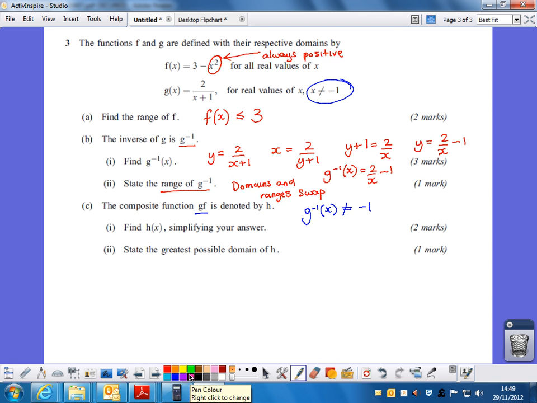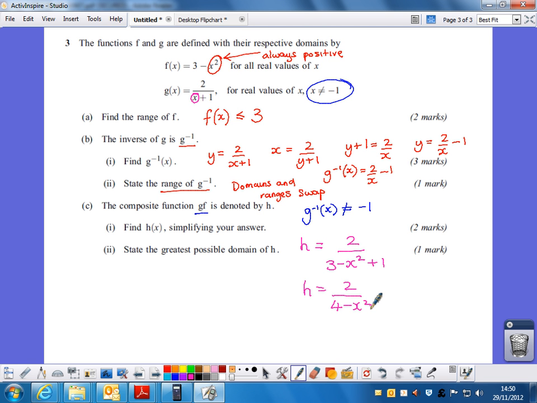So if I replace the letter x in g of x by the function f of x, this is what I will have. h equals 2 over 3 minus x squared, plus 1. This simplifies to 2 over 4 minus x squared.